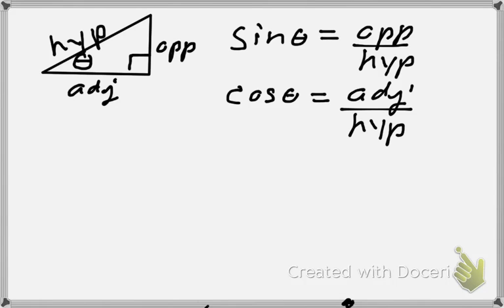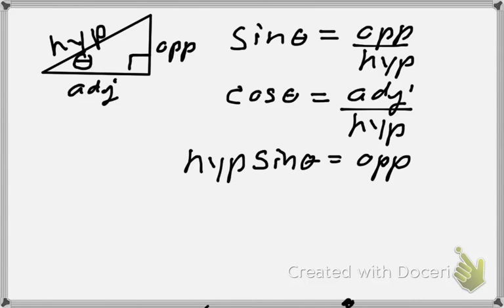Now if I take the sine theta equation and I multiply both sides by hypotenuse, I get hypotenuse times sine theta equals side opposite. And if I take the cosine equation and multiply both sides by hypotenuse, I get hypotenuse times cosine theta equals side adjacent. On the next slide, I'm going to do this with some numbers.